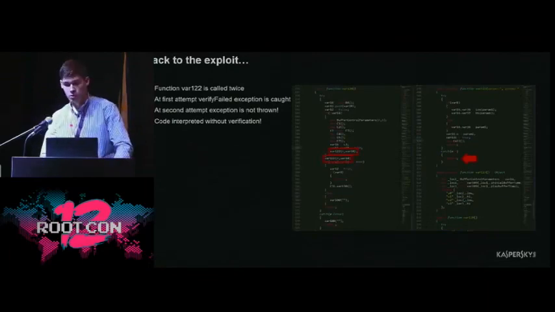Looking back at the exploit, we can see that this function is called twice. And if we debug it, we will see that the first time the exception is thrown and it's caught by the exception handler. But during the second execution, this exception is not thrown. So this code is executed without verification.